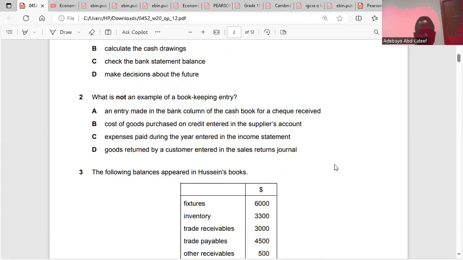Question 2. What is not an example of a bookkeeping entry? An entry made in the bank column of the cash book is bookkeeping. Cost of goods purchased on credit entered in the supplier's account is bookkeeping. Expenses paid during the year entered in the income statement: as soon as an income statement is prepared, that is a systematic accounting record. That is accounting, it's no more bookkeeping. So it is not there. And D, goods returned by a customer entered in the sales returns. We are still preparing our bookkeeping. So A, B, and D are still bookkeeping, except C, which is a systematic recording. That is financial accounting. Clear? So the answer is C.